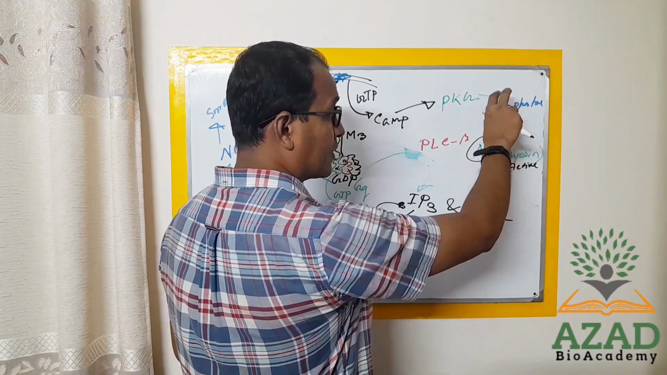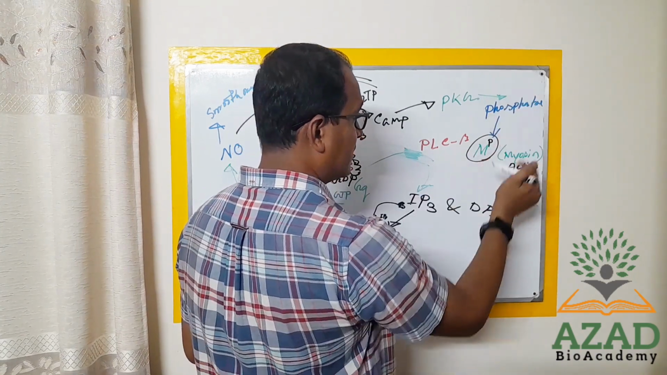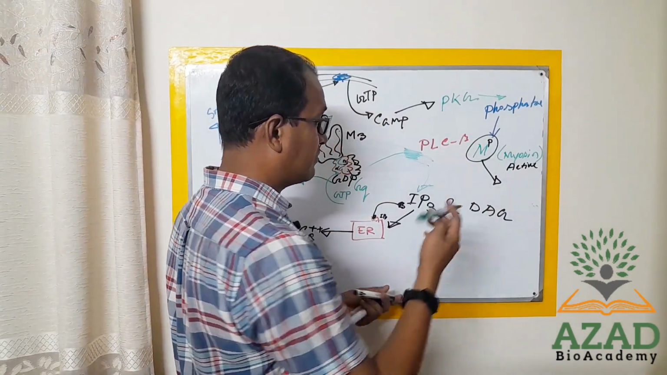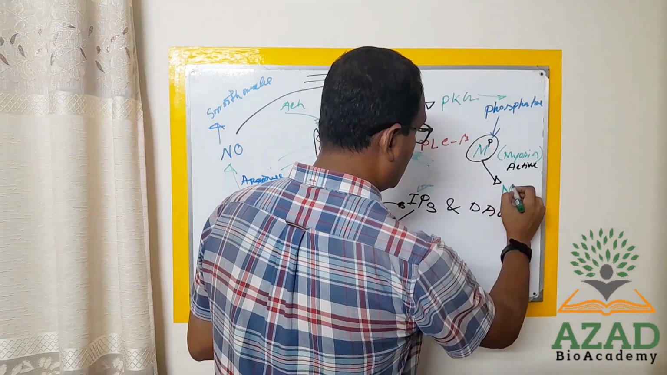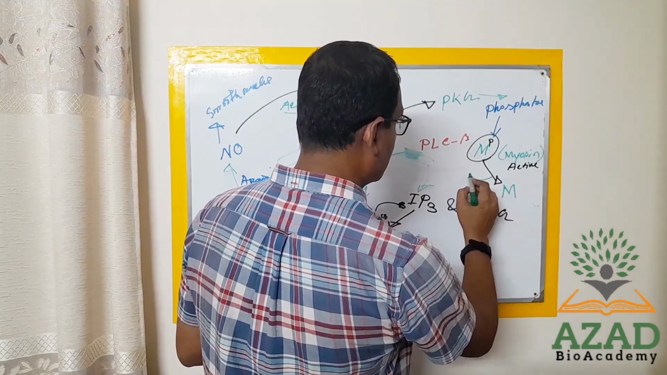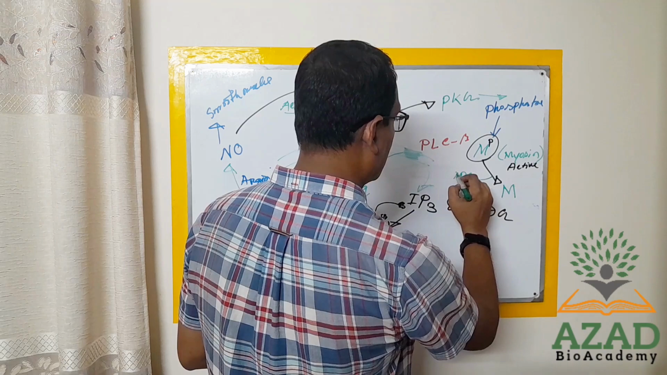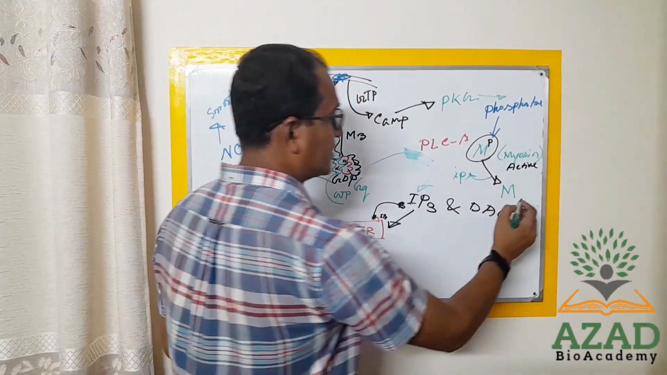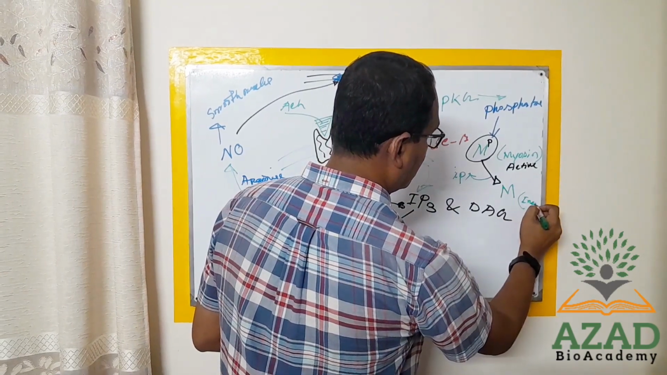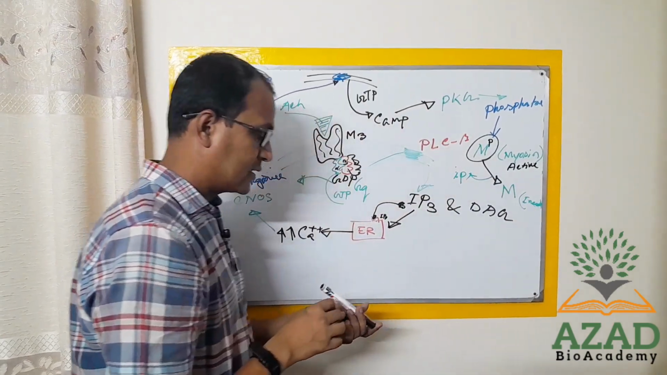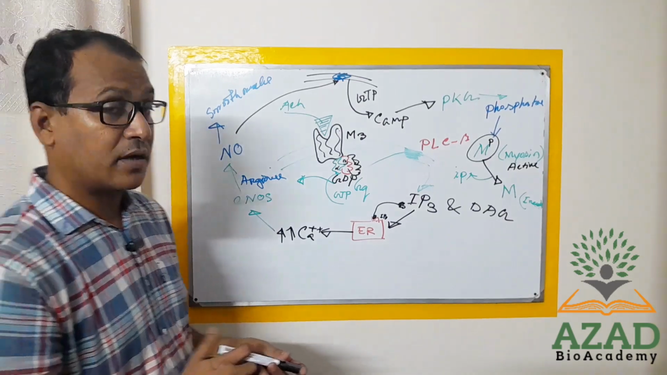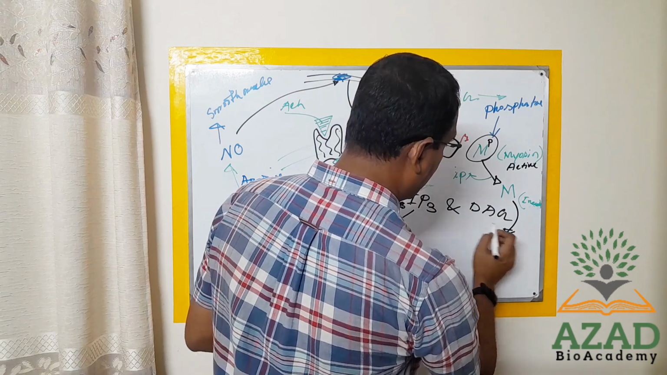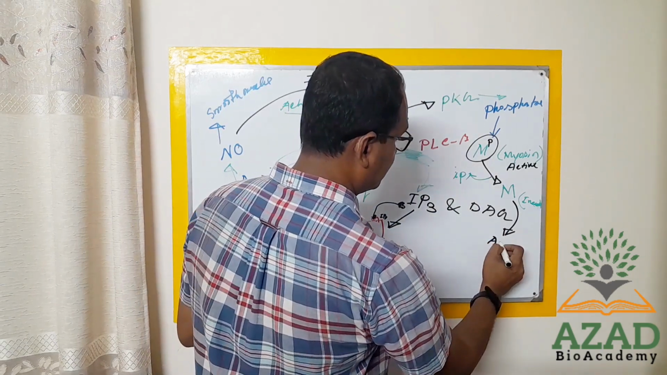By the help of the phosphatase enzyme, that phosphorylated myosin will be dephosphorylated. That means the phosphate group will be removed. So that myosin will be inactive because it is not phosphorylated. So free myosin is not able to bind with the actin.